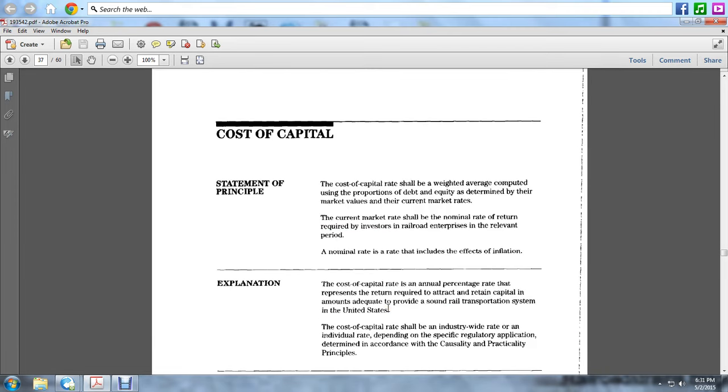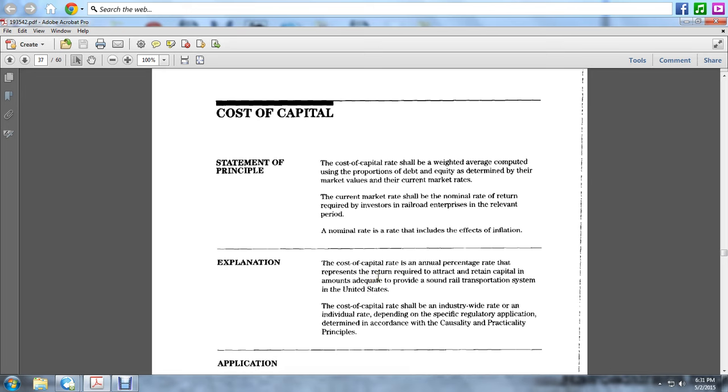Cost of capital, statement of the principle. The cost of capital should be a weighted average computed using the proportions of debt and equity, as determined from market values, at the current market rates. The current market rate shall be the nominal rate of return required by the investors of the railroad enterprises in the relevant period. A nominal rate includes the effect of inflation.